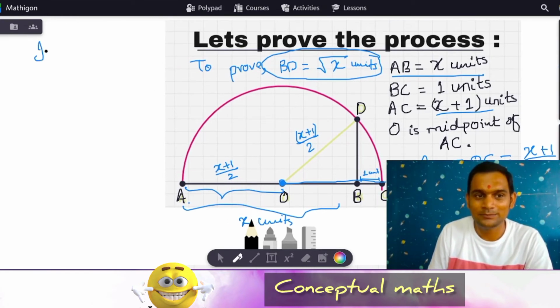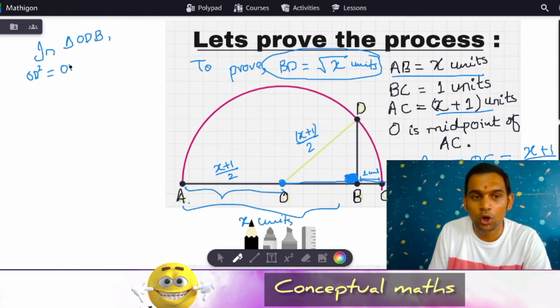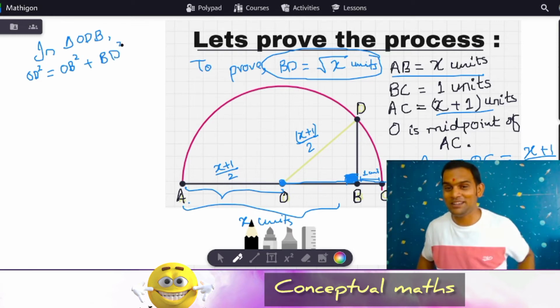So in triangle ODB, we know that at angle B we have a 90-degree angle, because that is what we did in the problem also, right? So this is 90 degrees. That means it's a right angle triangle, so the hypotenuse is OD. So in triangle ODB, OD square is equal to OB square plus BD square. I hope that makes a lot of sense.